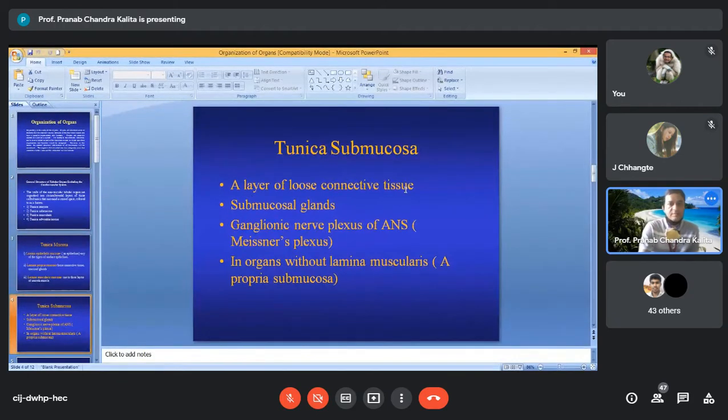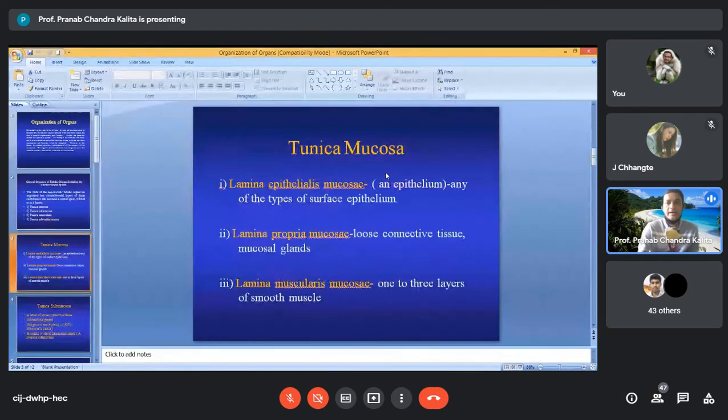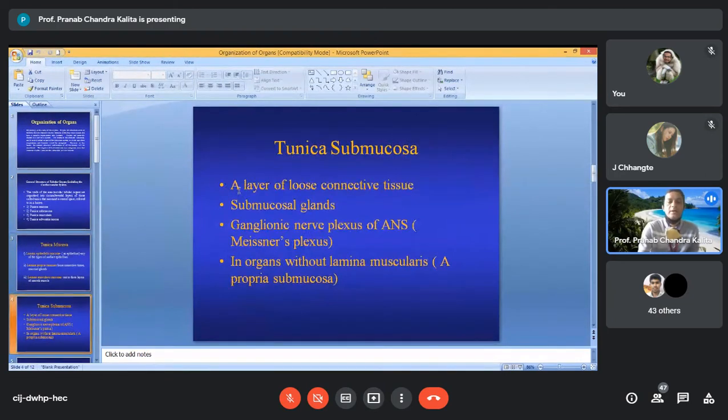Now questions come. Tunica submucosa contains loose connective tissue, and lamina propria mucosae also contains loose connective tissue. But the amount of loose connective tissue in the lamina propria is very less. Here you will find a very dense amount. Higher quantities of the loose connective tissue you will find in Tunica submucosa. In addition, in the submucosa, you will find the submucosal glands.